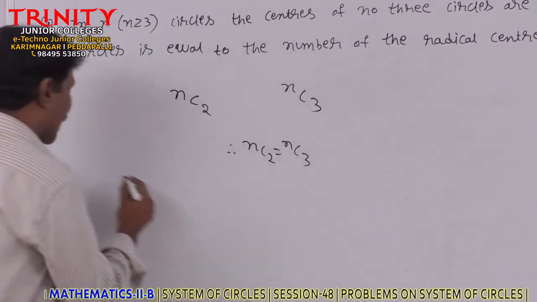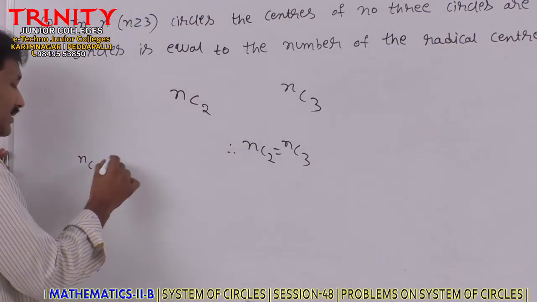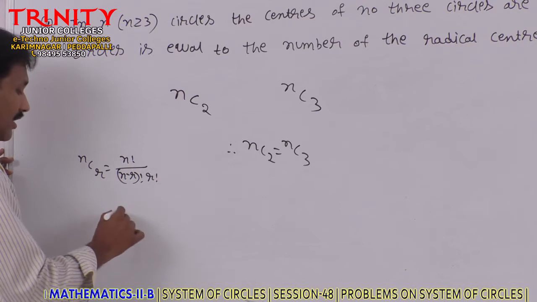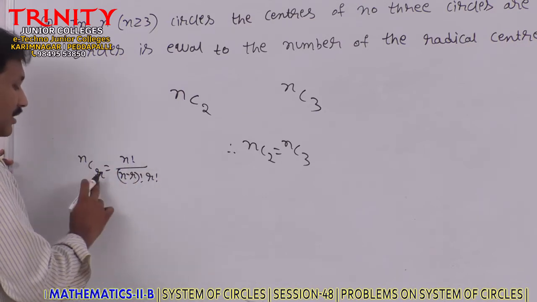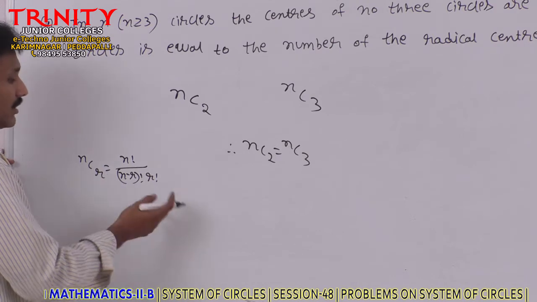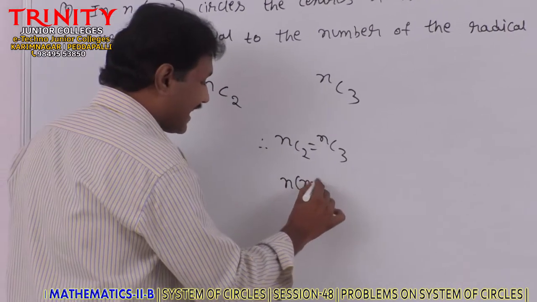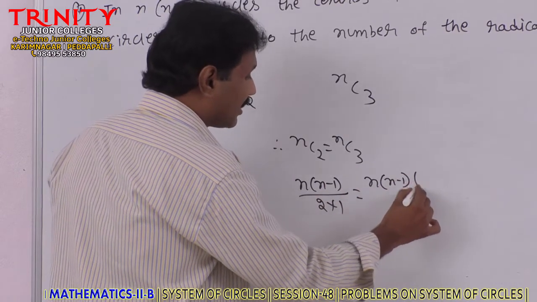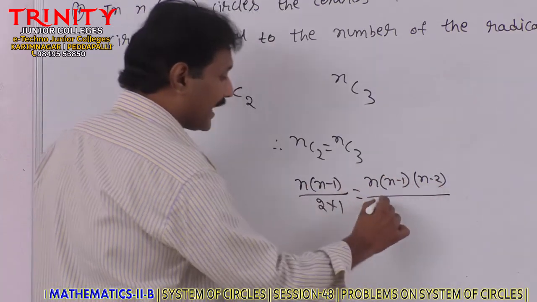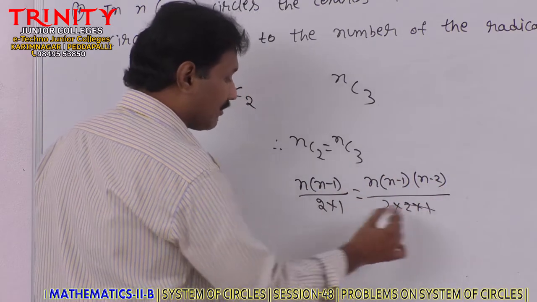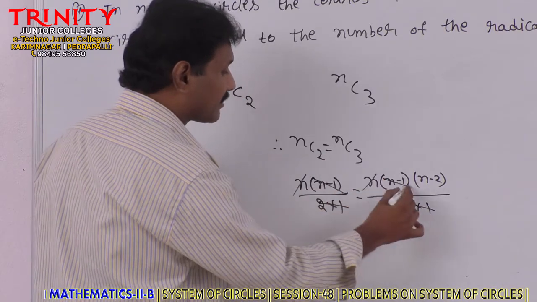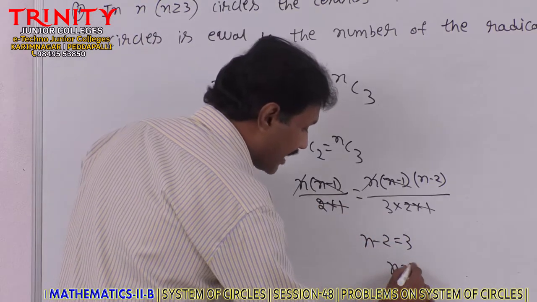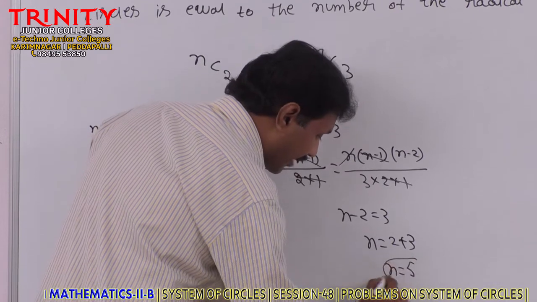We know the formula nCr equal to n factorial by n minus r factorial into r factorial. Converting, nC2 means n into n minus 1 by 2 into 1, and nC3 is n into n minus 1 into n minus 2 by 3 into 2 into 1. The 2 into 1 cancels, n cancels, and n minus 1 cancels. Therefore, n minus 2 equal to 3 after cross multiplying. Therefore, n equal to 2 plus 3, the value of n equal to 5.